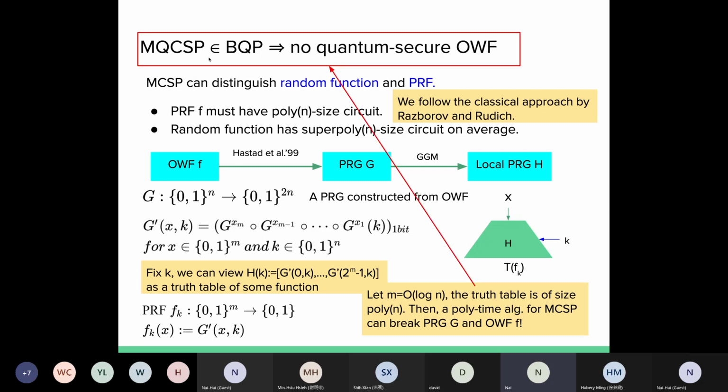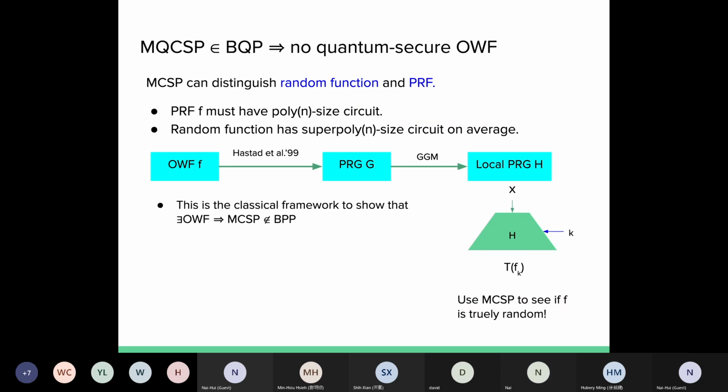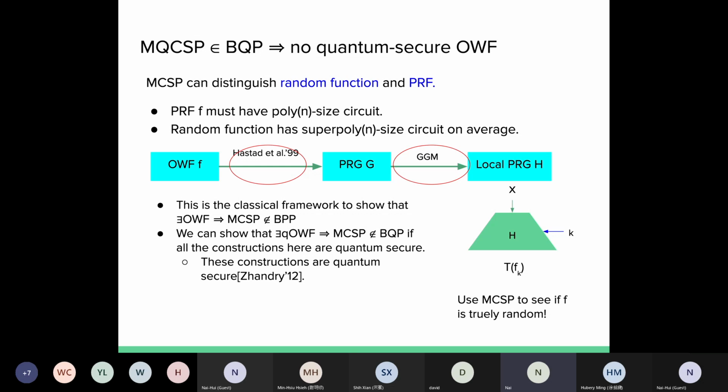So this gives you this result: if you have an efficient algorithm for MCSP, then there is no quantum secure one-way function. And actually, the main technical part is to prove that all these constructions are also quantum secure, or say it also holds in the quantum setting. But the main framework follows from the classical framework. That's why, to prove this framework works, you need to show that all these components also hold in the quantum setting.